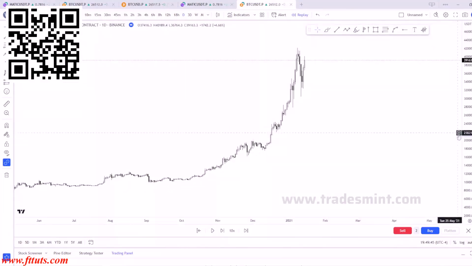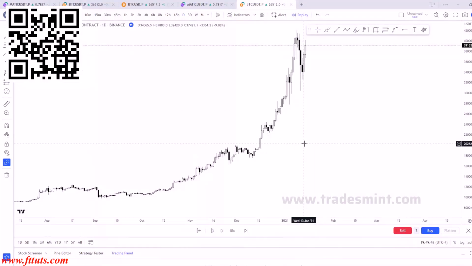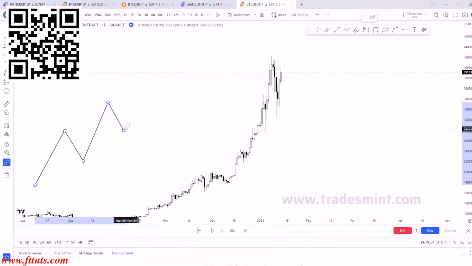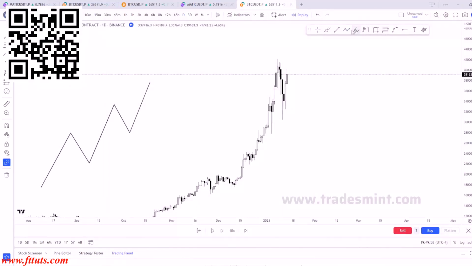So for starters, in our last lesson, we discussed things such as how to identify and what is an uptrend, what is a range, and what is a downtrend. The rules of engagement to identify a higher high to higher low and how to confirm that higher high.